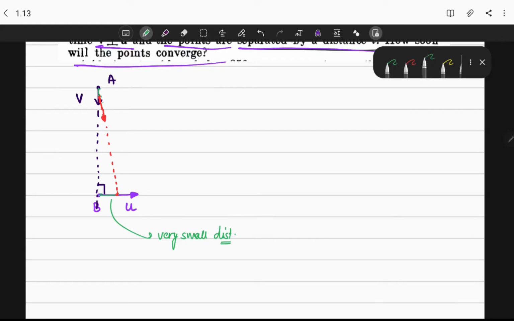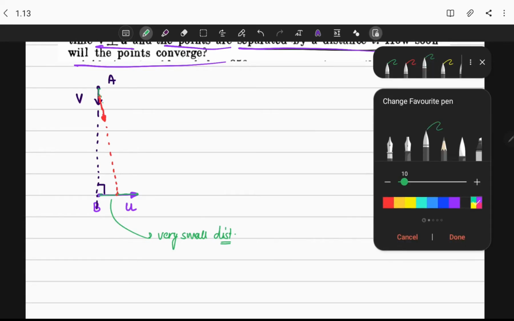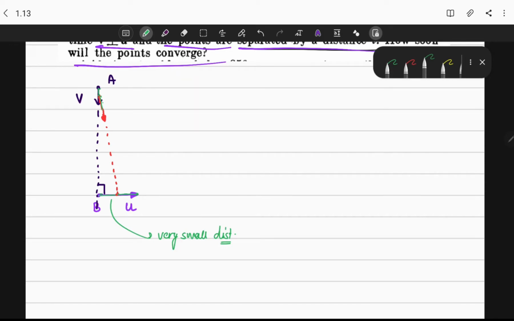Now after another very small time, let us say delta t, it has moved by this particular distance which is also very small, and then A has reached this point. Now again it will move in the direction of the line joining these two points. So let us say this is the line joining these two points, then this will be the direction of the velocity. Okay, and it is continuously moving.